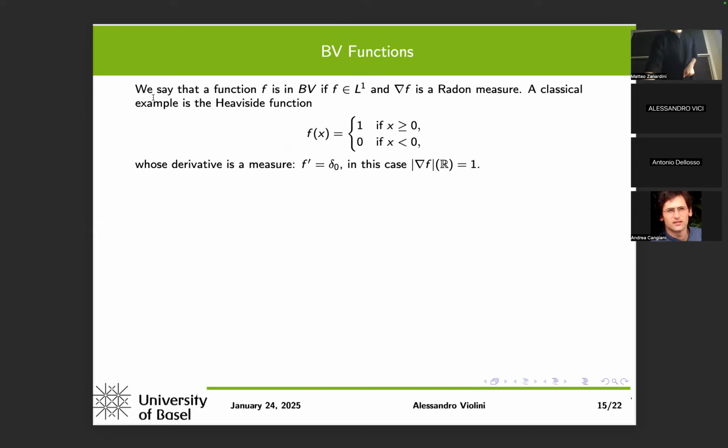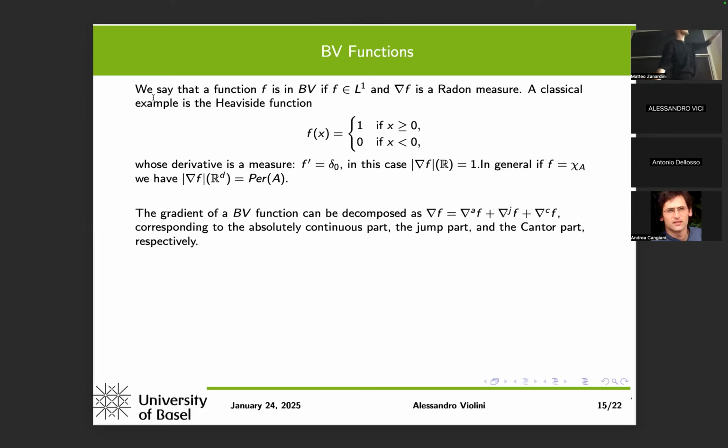For the same reason, if f is the characteristic function of a set A, then the total variation of f is the perimeter of A. If f is in BV, you also have to require that f is integrable. And this basic fact will be used later on.